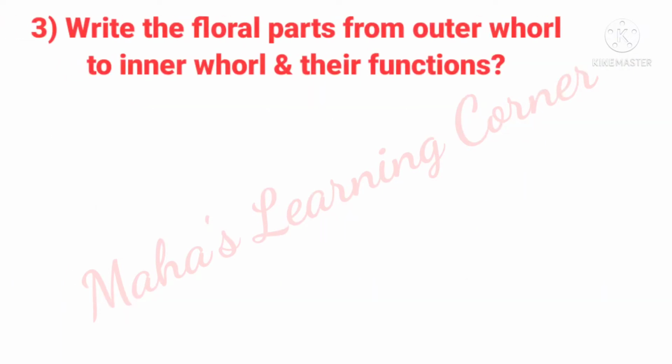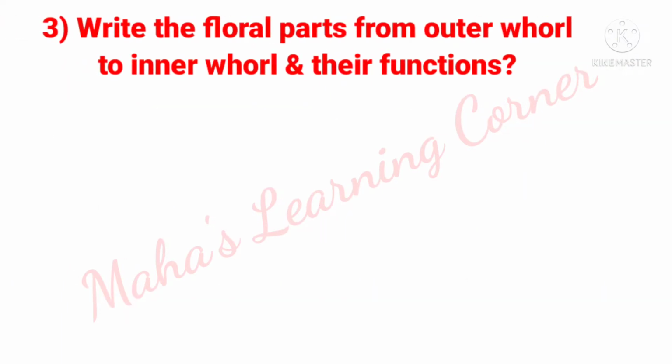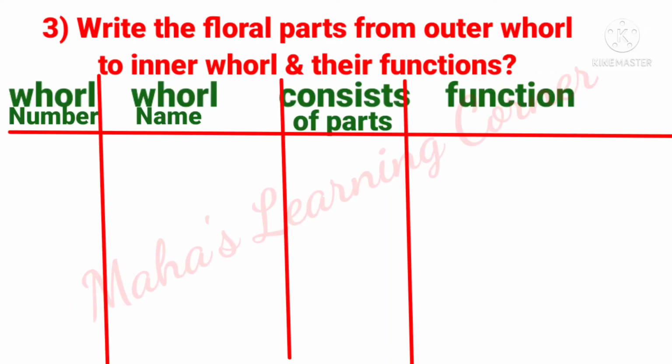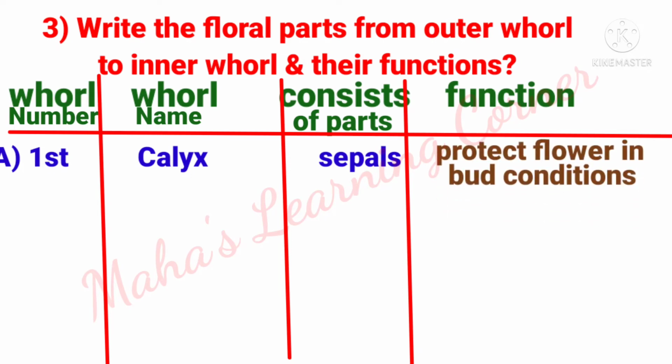Write the floral parts from outer whorl to inner whorl and their functions. First whorl, calyx, consists of sepals. Function, protect the flower in bud condition.